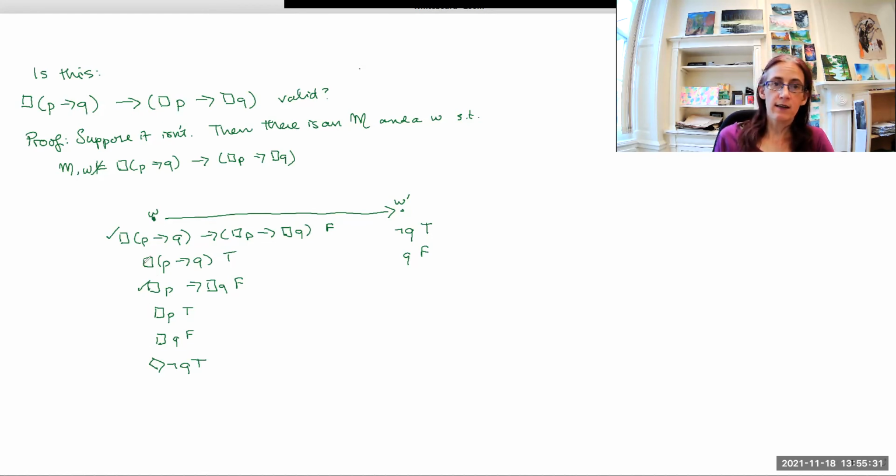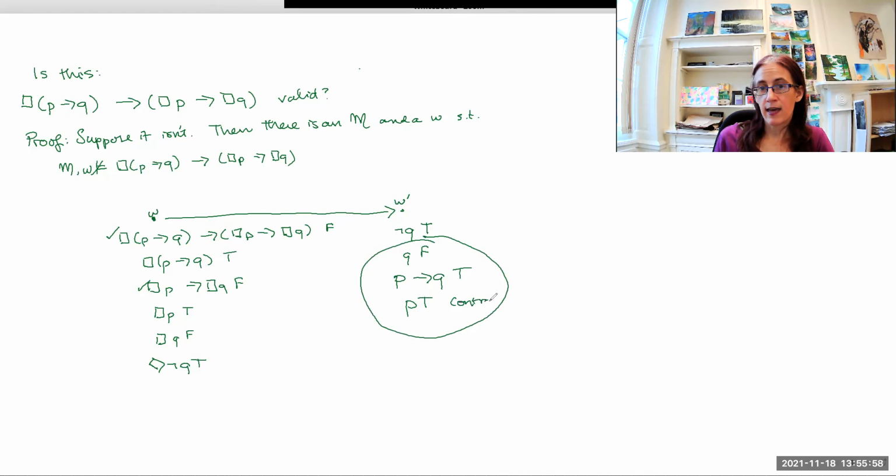So necessarily, P implies Q is true at W if every world that W sees, here is W prime, makes P imply Q true. Same with necessary P. It has to be the case that P is true at every world W can see, including W prime. But now take a look at this. This says that P implies Q is true, P is true, but Q is false.